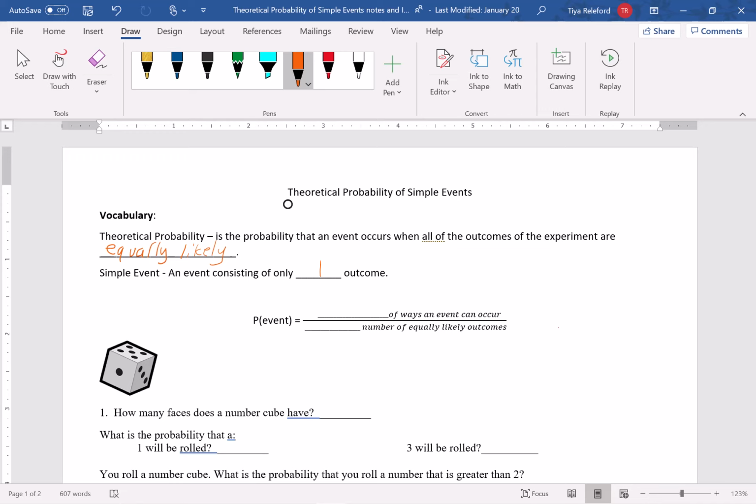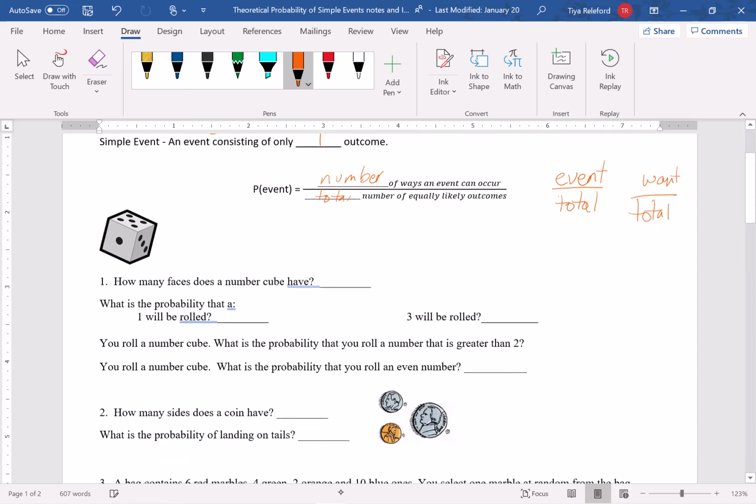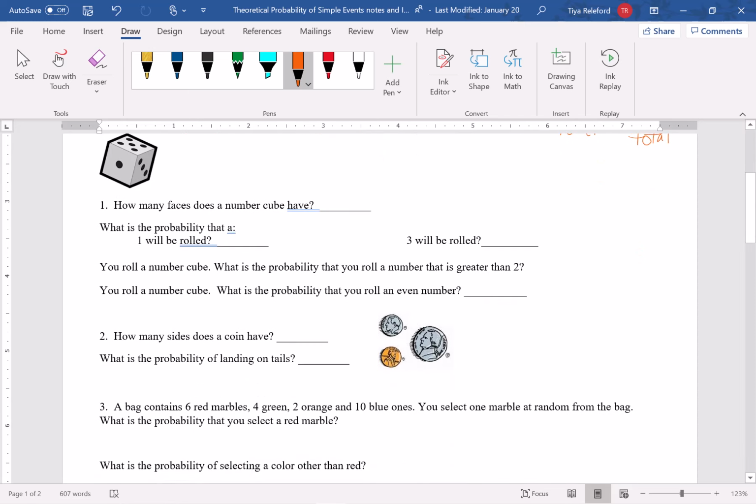Probability of an event is the number of ways an event can occur over the total number of equally likely outcomes. And we wrote it a couple different ways yesterday. We said it's event over total, or what we want to happen over the total. Either way is fine to remember, just as long as you remember it's the probability of what you want over everything that could happen.